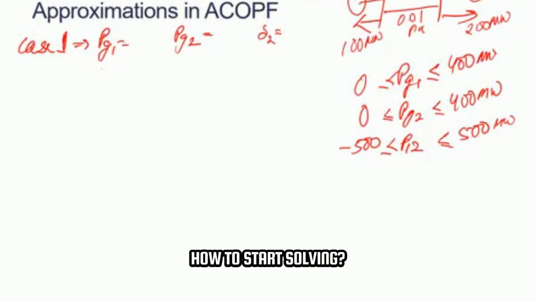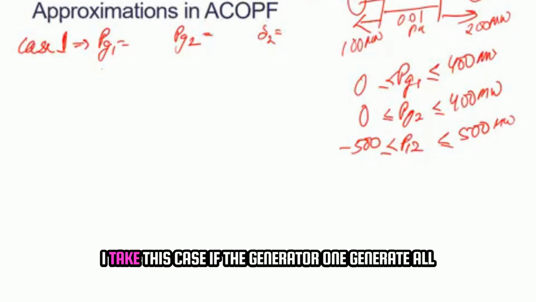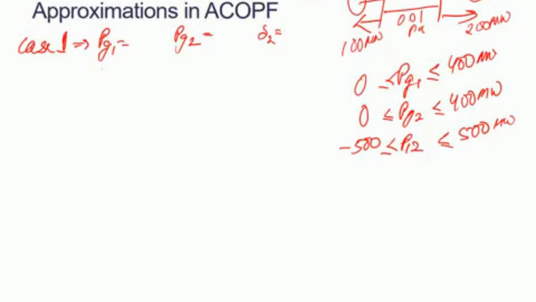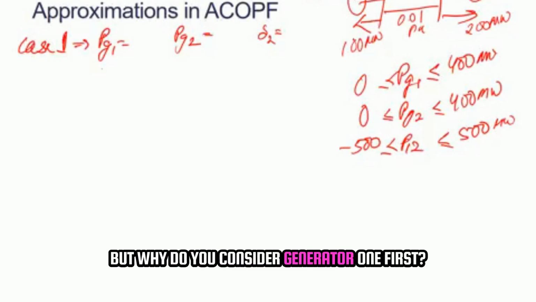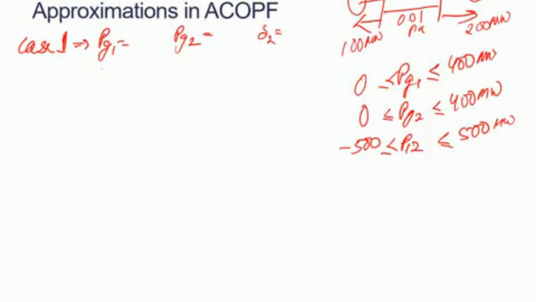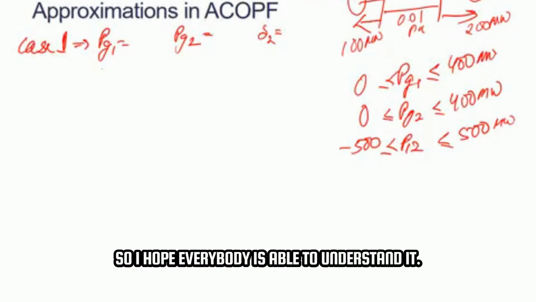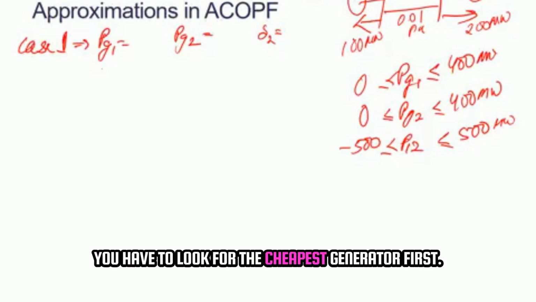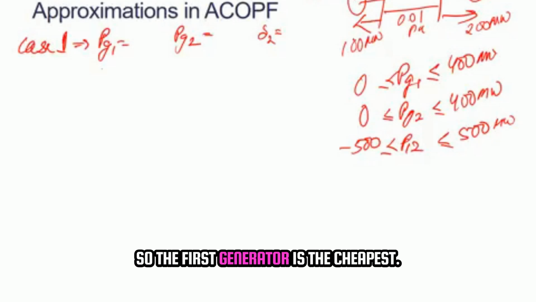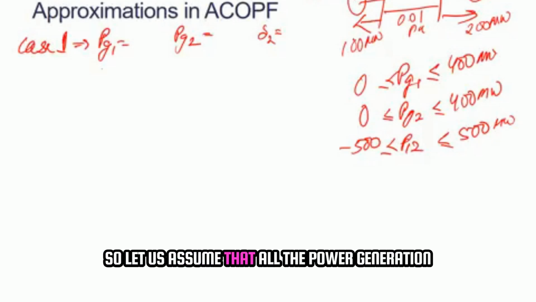Sir, PG1 300 and PG2 0. Why do you say so? I take this case: if generator 1 generates all the amount of power. But why do you consider generator 1 first? Why not generator 2 first? Because cheaper. Yes, good. So I hope everybody is able to understand it. You have to look for the cheapest generator first. So the first generator is the cheapest, so let us assume that all the power generation is going to be generated by generator 1.